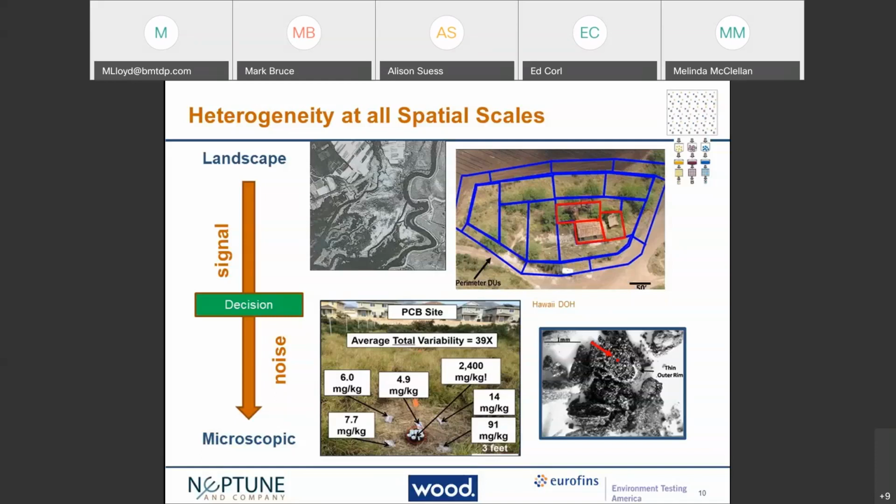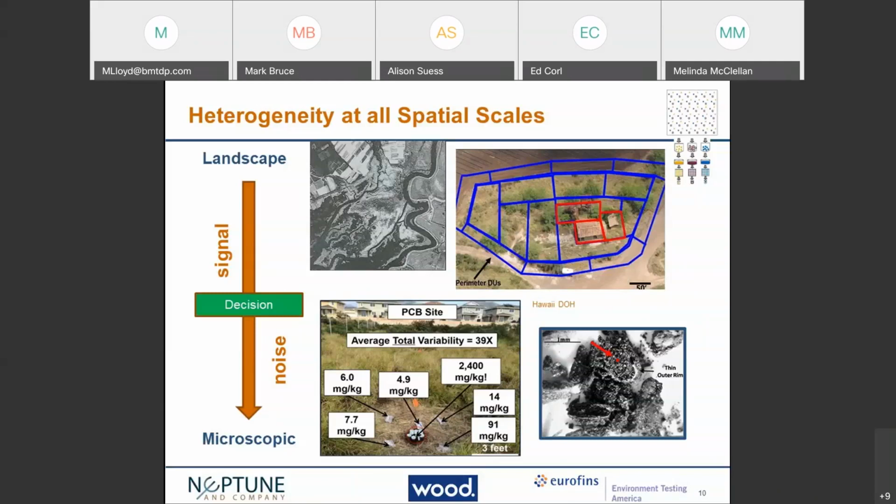scale of decision. If we look at the picture in the lower left-hand corner, this is some data from the state of Hawaii at a PCB contaminated site. We can see that within just a 3-foot square, we have results that vary from 4.9 parts per million all the way up to almost 2,500 parts per million, all within a 3-foot square. The chances are we really don't want that much resolution, and that actually constitutes noise.